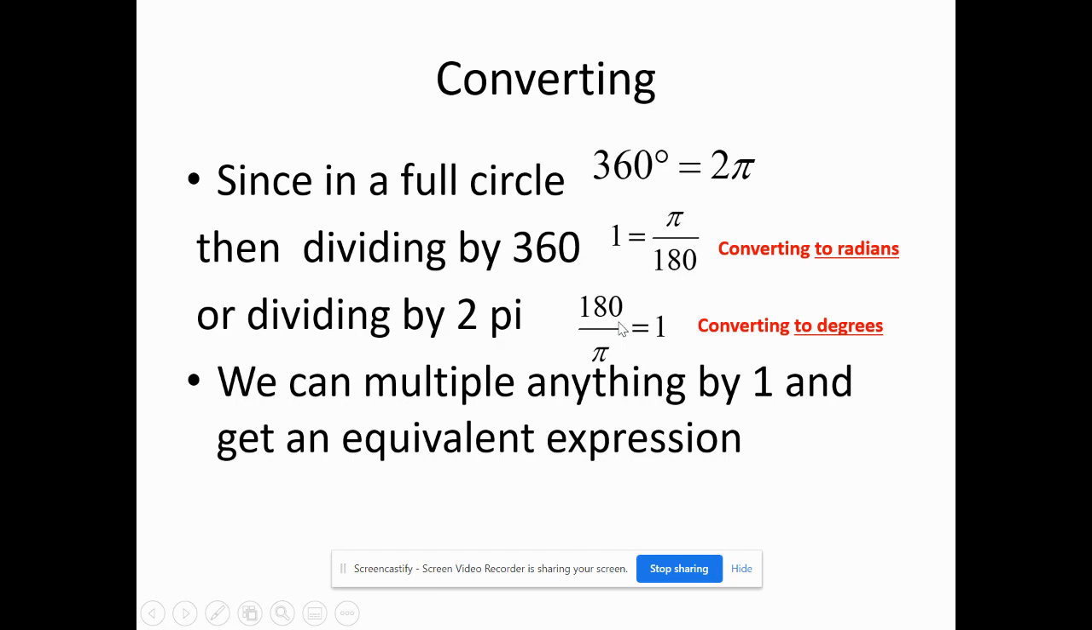When you're talking about something in radians, it should have a pi and it should be on top. When you're talking about something in degrees, it should not have a pi. So if I need the pi to cross out, I need it to be on the bottom. And I'll show you what I mean in the next slide.